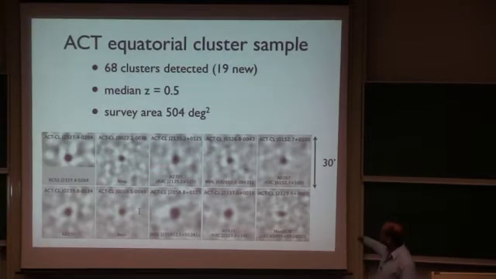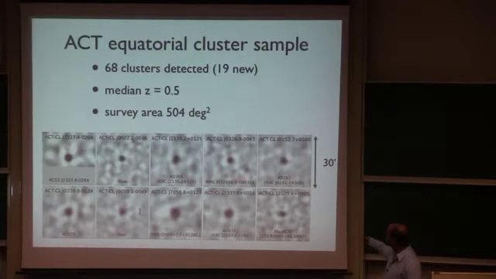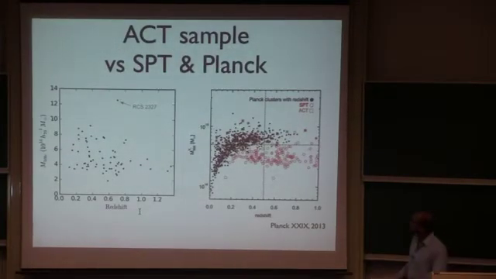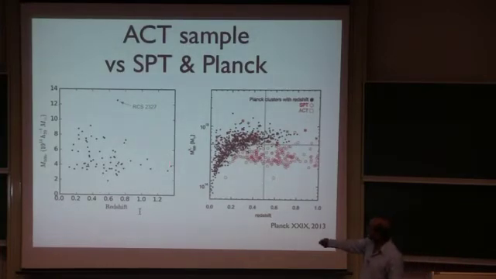And so here are some of the clusters. You can see some of these are Abell clusters, and they also have ROSAT. This is the biggest one in the equatorial, the most massive, 2327. Okay, so we've got these clusters, and this is just showing you again the sample and comparing it to Planck.